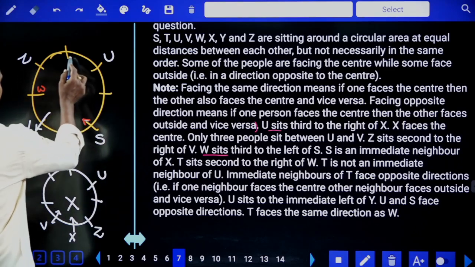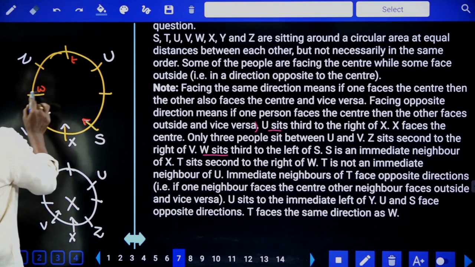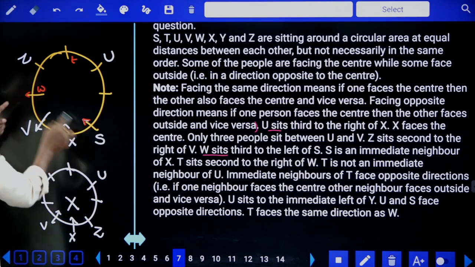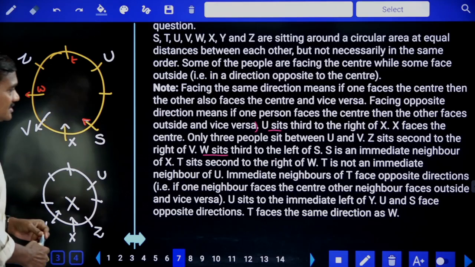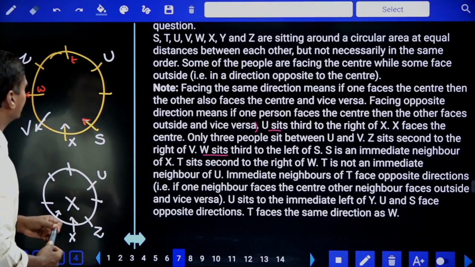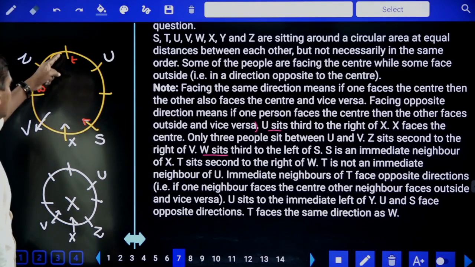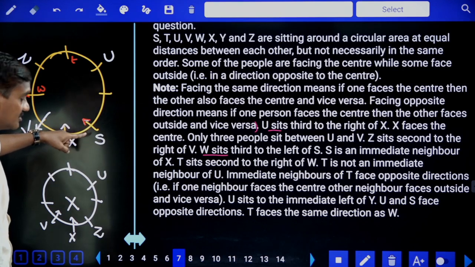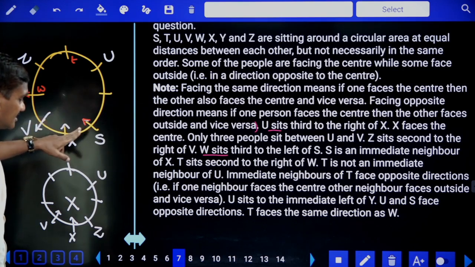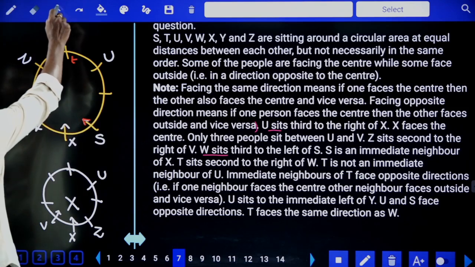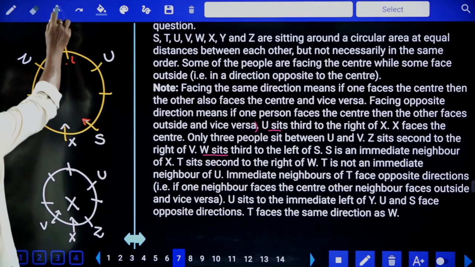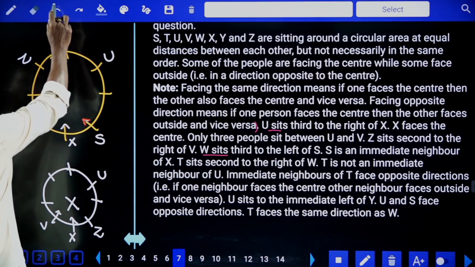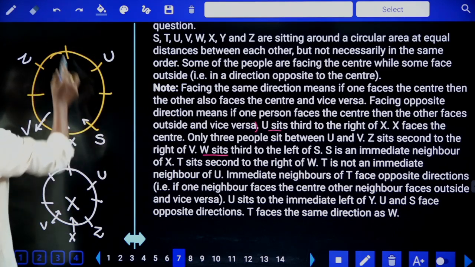T sits second to the right of w, so then t should be here, then w will be here. All this red color is our possibility. T sits second to the right of w. T is not an immediate neighbor of u. If we take it like that, t and u are adjacent to each other, which is not possible. Hence s cannot be the center. S must be away from the center. Follow here, and if we take s as center, finally t is coming here. T and u should not be side by side, so the assumption we took earlier, s center, is ruled out.